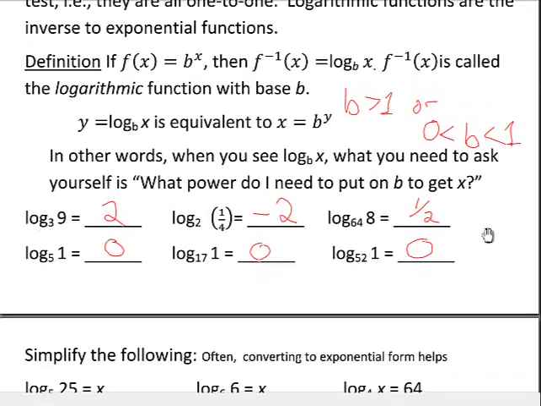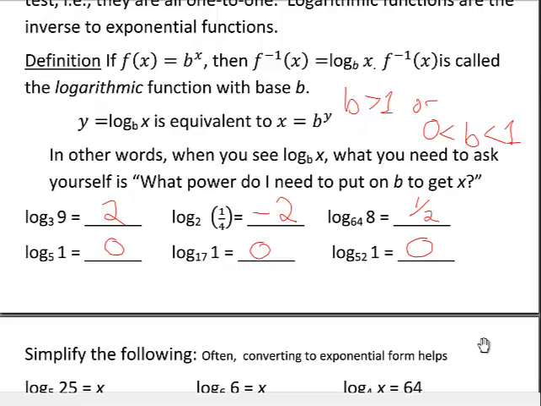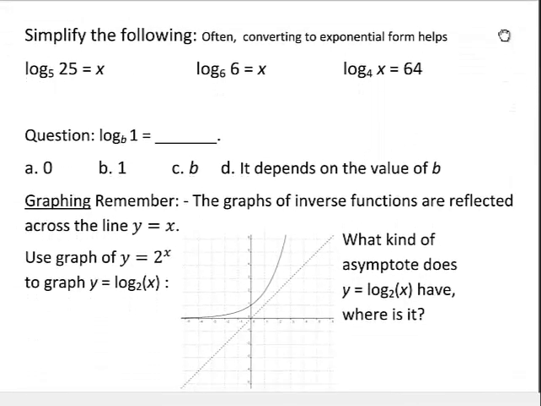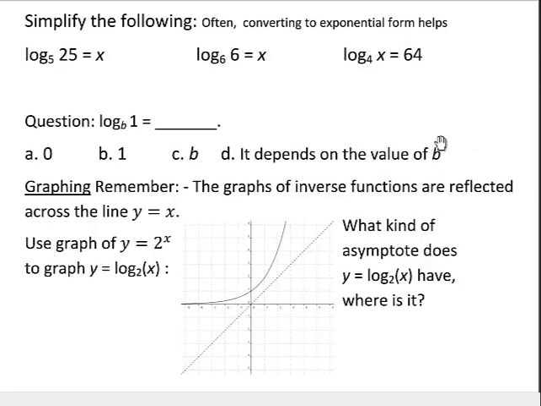This difference between the log form and the exponential form is a big one, because often converting between the forms can help you solve these problems. So, if we look at this first problem, we want to know what is the log base 5 of 25, and that equals x. Well, what the log equals is an exponent, so 5 to the x is equal to 25.